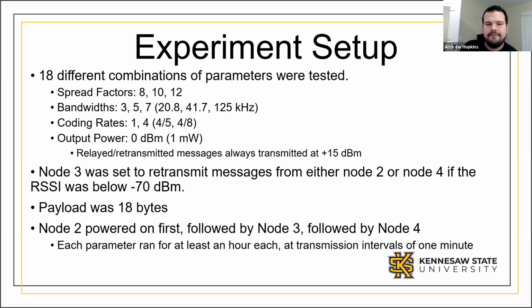Node 2 was powered on first, followed by node 3, followed by node 4. So when nodes 2 and 3 were both on, when node 4 came online, it would sit there and initially just listen to nodes 2 and 3 and learn their transmission intervals. I ran each parameter for at least an hour with transmission intervals at a static set of about 1 minute. So I've got plenty of data. All in all, there are over 100 messages received from each parameter type.